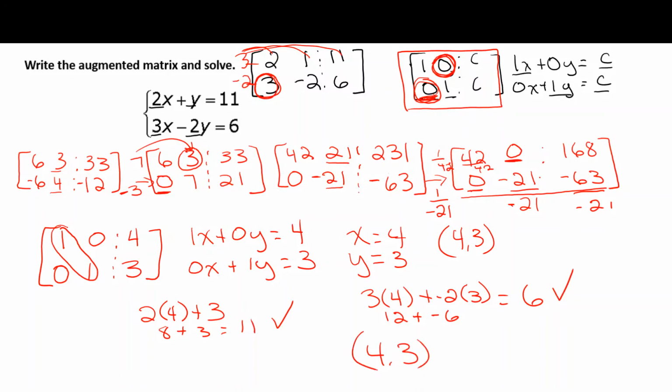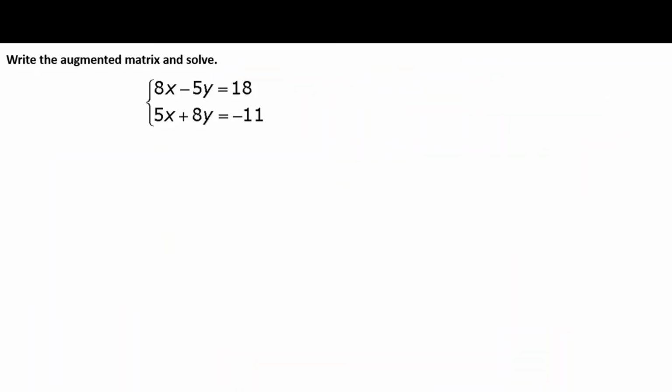Now I know that was kind of confusing, so we're going to do another one and give it another try. All right, let's try a different example. Again, it says to write the augmented matrix and solve. So our augmented matrix is going to be 8, negative 5, 5, 8, and our constants are 18 and negative 11. So here's my augmented matrix.